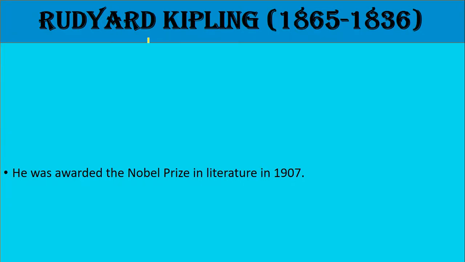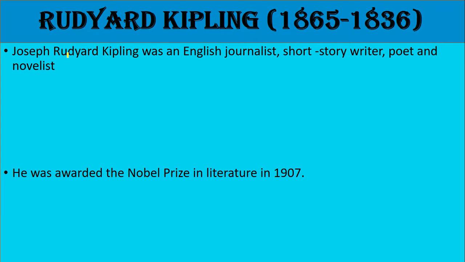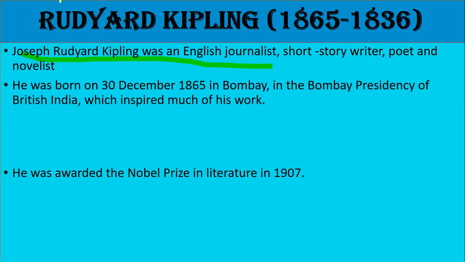See, now to look at another one, the Indian-born modern novelist Rudyard Kipling. Joseph Rudyard Kipling was an English journalist, short story writer, poet, and novelist. He was born on 30th December 1864 in Bombay. This question was asked in the previous question paper: who was born in India? Yes, Rudyard Kipling was born in Bombay Presidency of British India, which inspired much of his work.